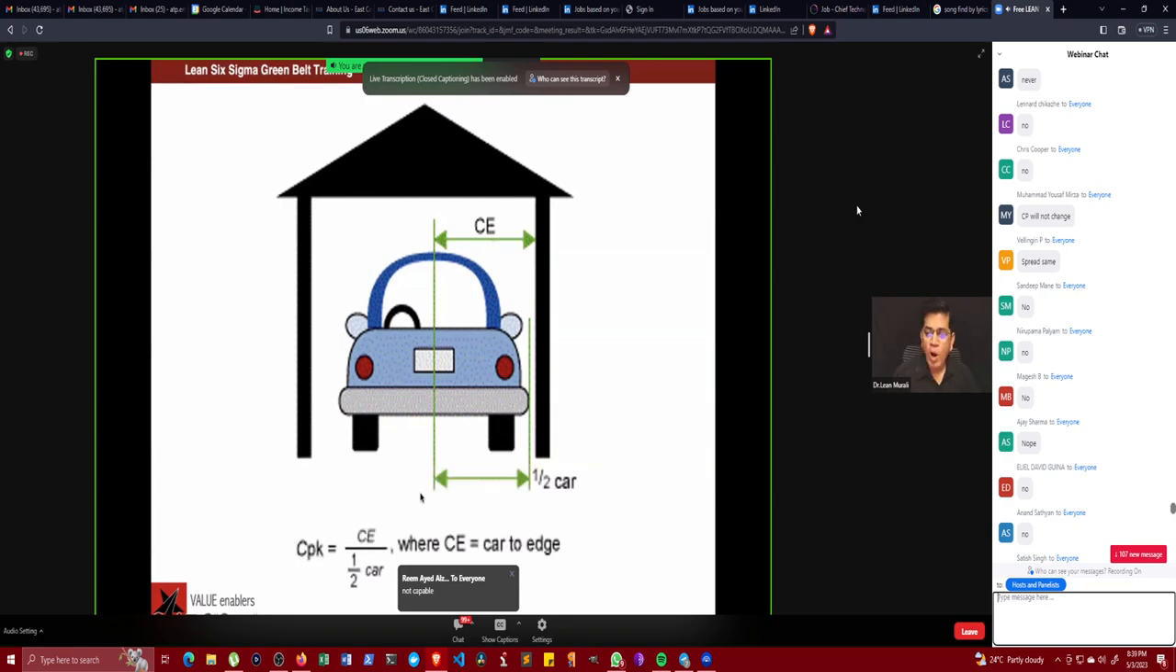So what we are going to do, we'll decide the closer he is to the wall, that means he is not capable. The farther he is from the wall, the more capable he is. But if he is farther from one wall, the other wall will be closer. So that closer wall we will consider for his capability.